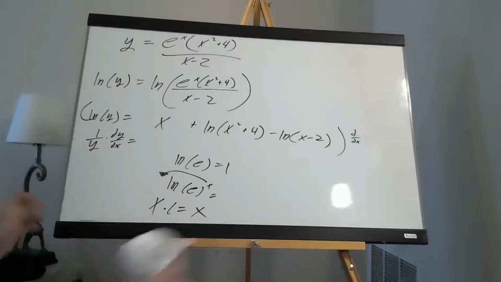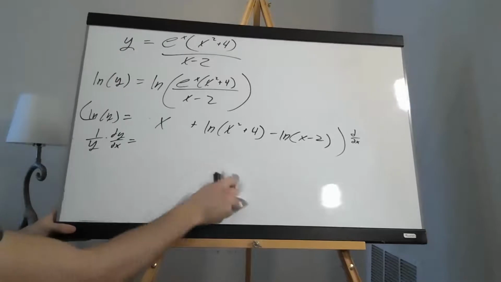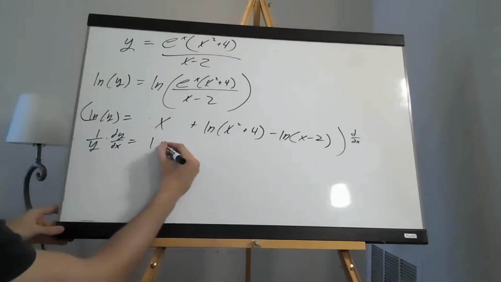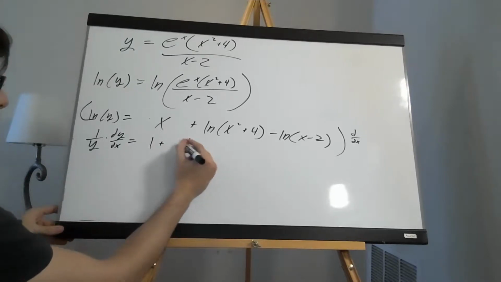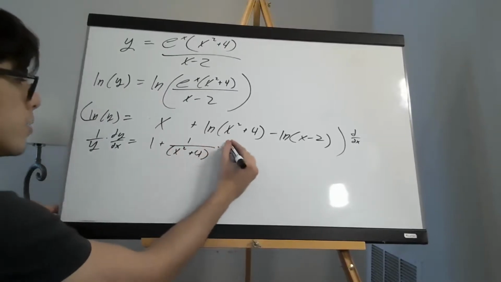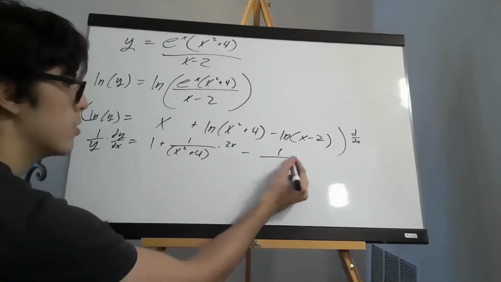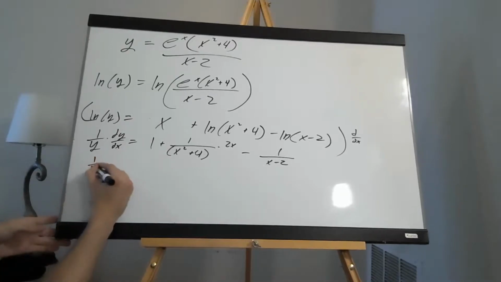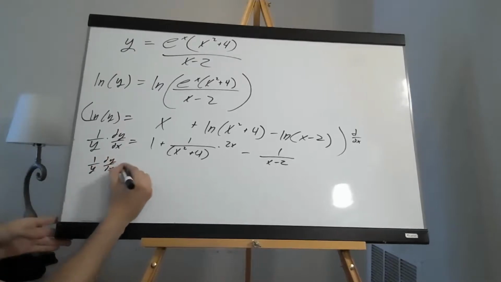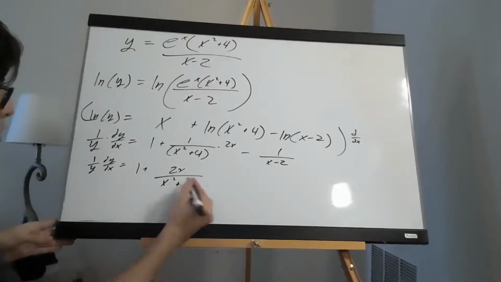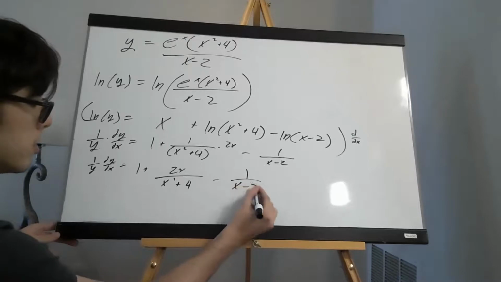And the derivative of x is just 1. So we get 1 plus 1 over x squared plus 4. This is chain rule right here, times 2x, minus 1 over x minus 2. Okay, good. So now let's simplify. 1 over y dy dx is equal to 1 plus 2x over x squared plus 4 minus 1 over x minus 2.